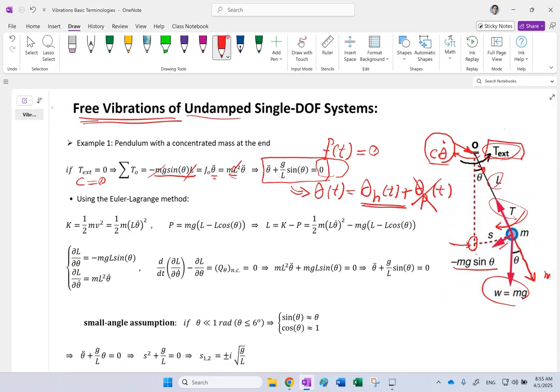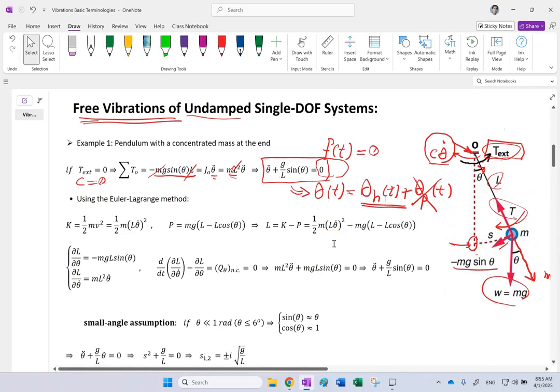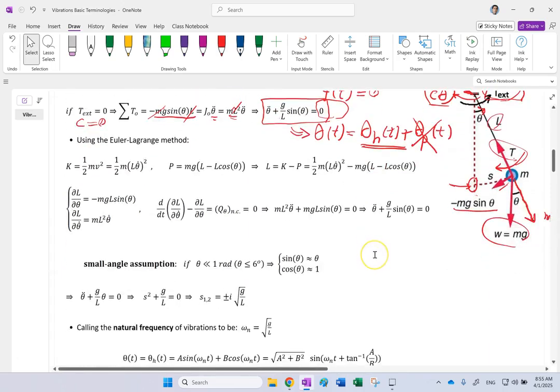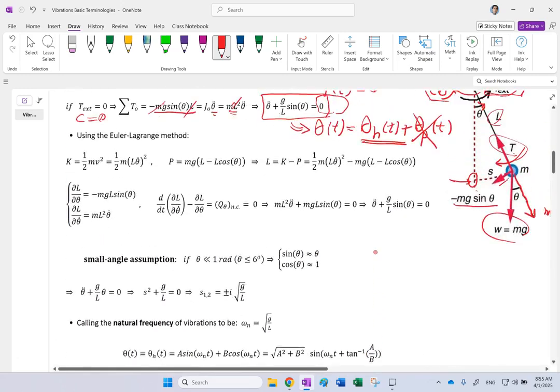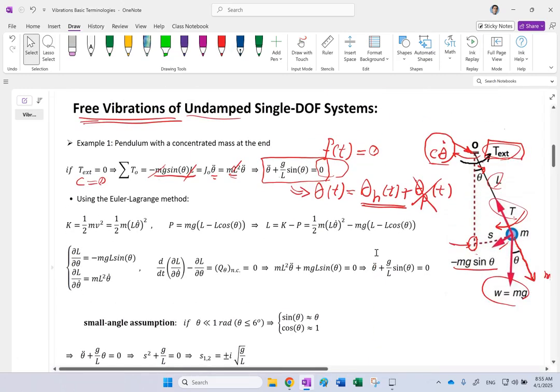Right? So this is the definition of free vibration, no forcing function. The system only acts due to initial condition, and that is what we are going to see later, how we apply initial condition and we get the final response. Okay? And the system clearly has one DOF.